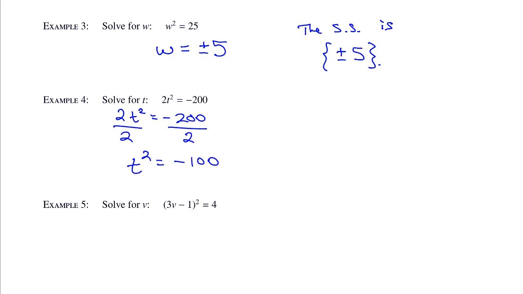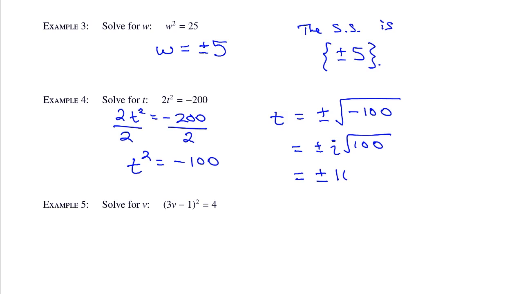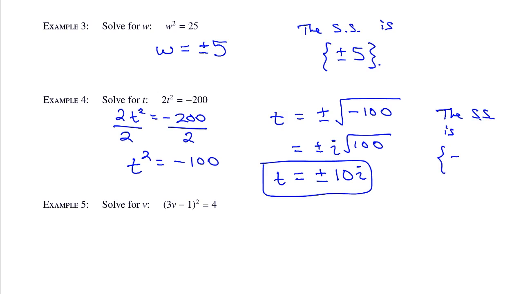Take the square root of both sides. So t is equal to plus or minus the square root of negative 100. We know that the negative under the square root comes out as an i and leaves the square root of 100, and the square root of 100 is 10. So we're left with plus or minus 10i. So the solution set is plus or minus 10i.